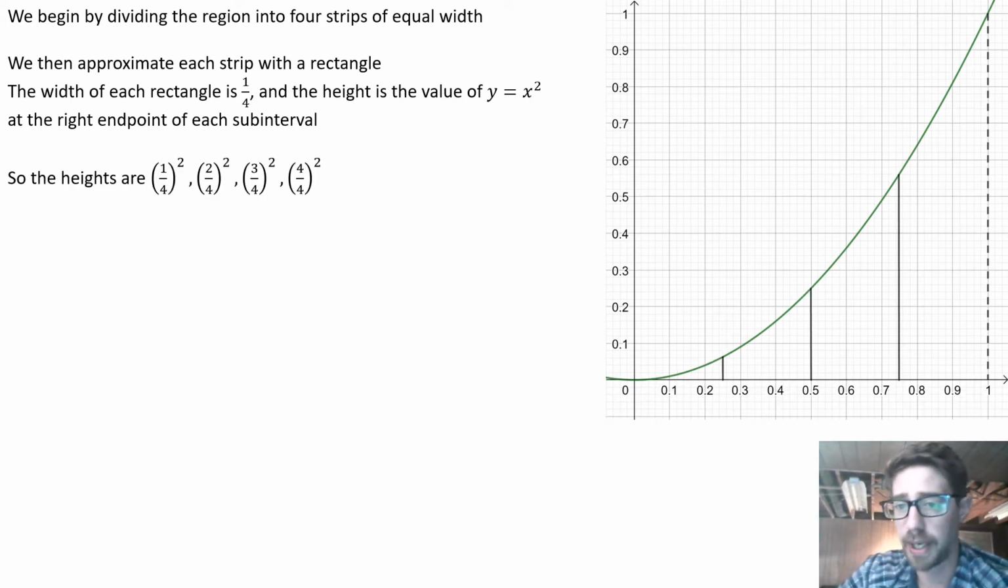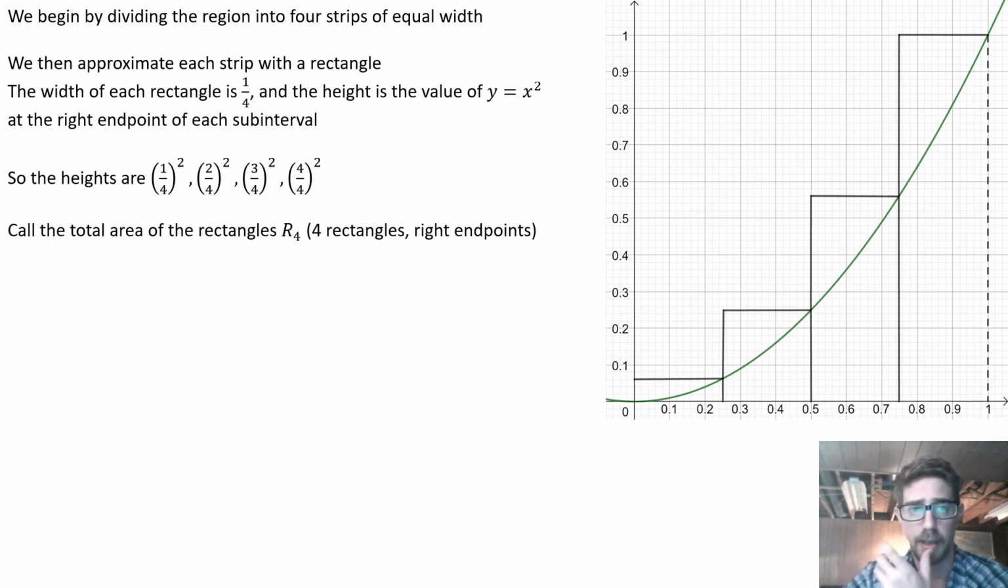Those are our 4 heights, and now we can very easily compute the areas of all 4 rectangles and just add them together. Let's give this a name too. So the total area of all our 4 rectangles added up, we're going to call R4 because there's 4 of them, and we're using the right endpoint to draw the rectangle. We'll use the left one in a second. So let's compute it.